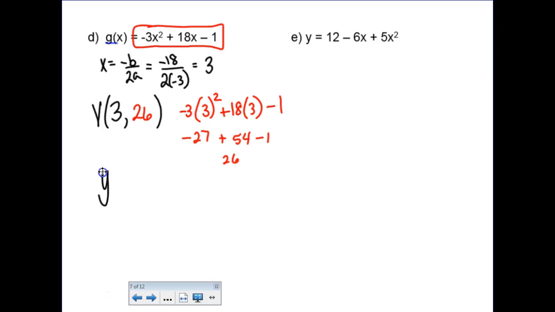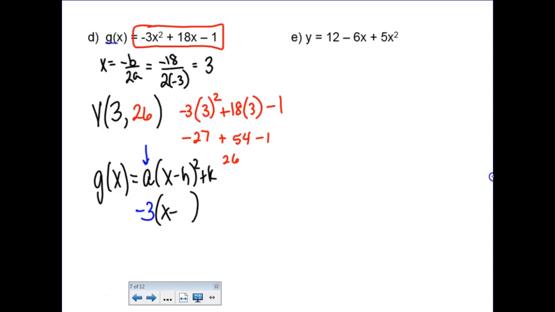So if I think about vertex form, it's, oops, not y. g of x equals. Remember, it's a times x minus h squared plus k. Guys, I think you know all the pieces. Like, for instance, did anyone figure out what a was? It's the same a in every form. What is a for this problem? Negative 3, yes. And then you just found your vertex. So when it says x minus h, what was the h coordinate that you just calculated? This 3, yes. And then plus k, what was the k that you just calculated? 26.